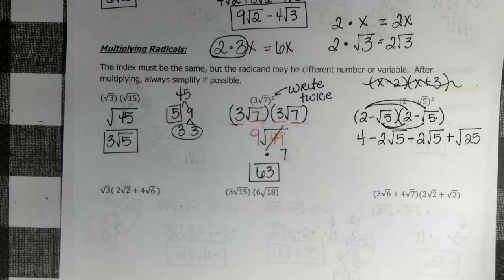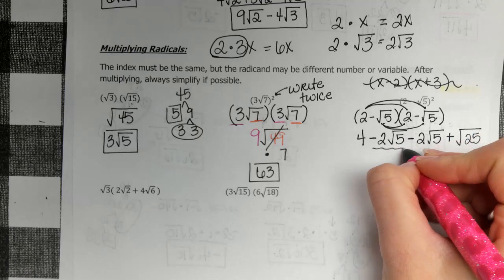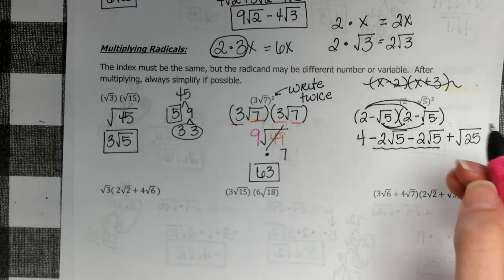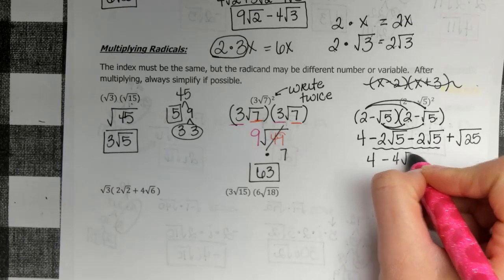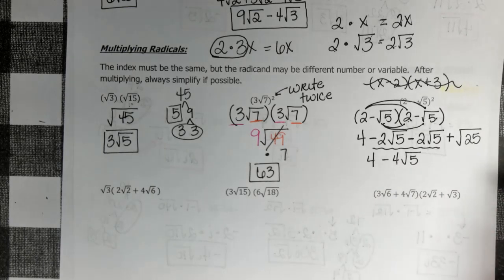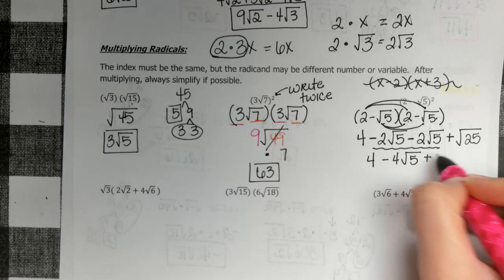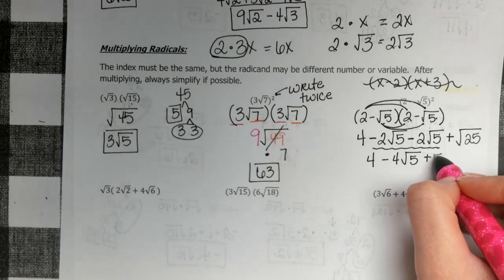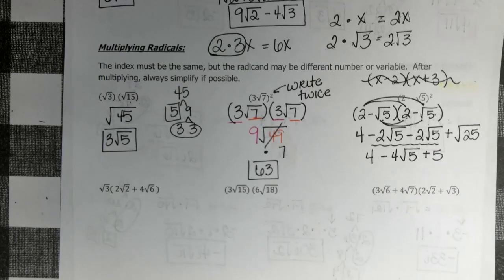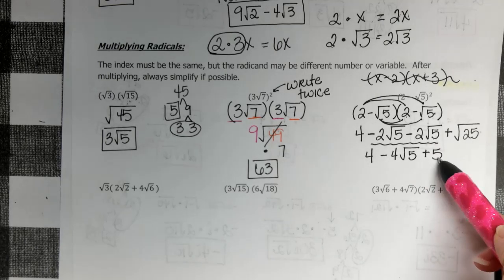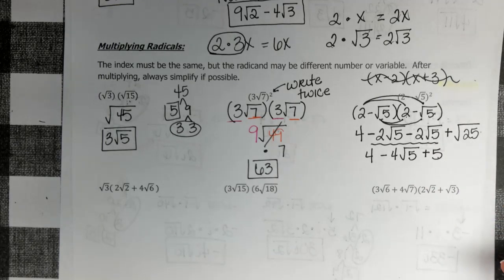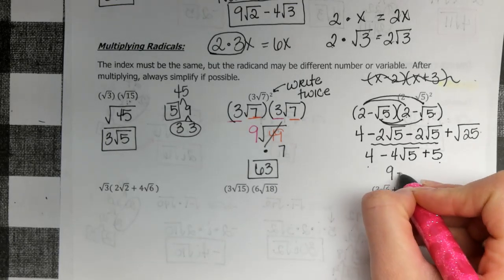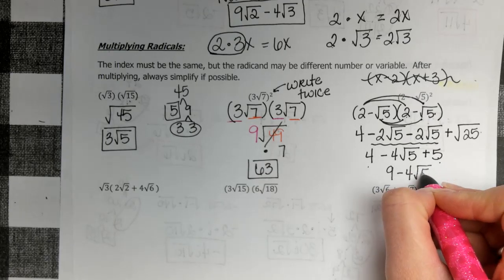So I know that negative 2 square root of 5 minus 2 square root of 5 is negative 4 square root of 5. And I know that the square root of 25 is what? 5. So I've combined my like terms, I've simplified my radical, now I need to combine like terms again to get a final answer. So I'm taking 4 plus 5 to give me 9 minus 4 square root of 5.